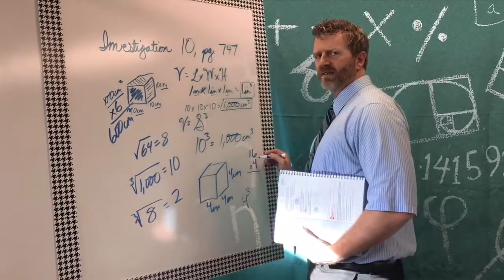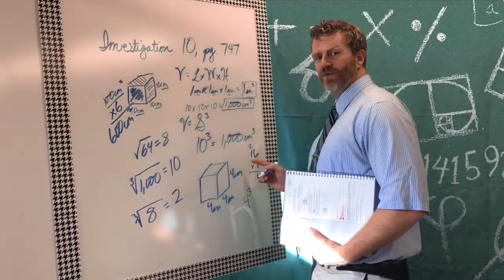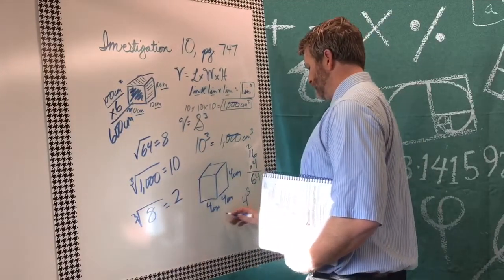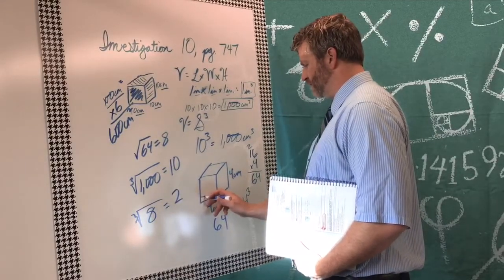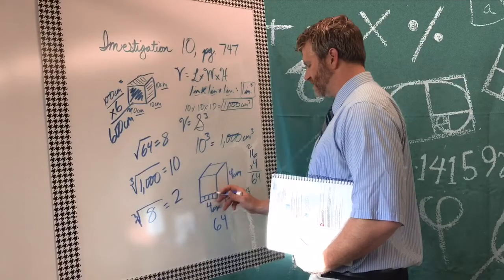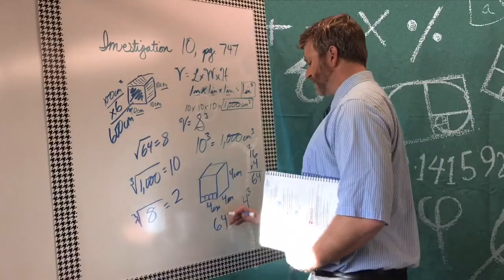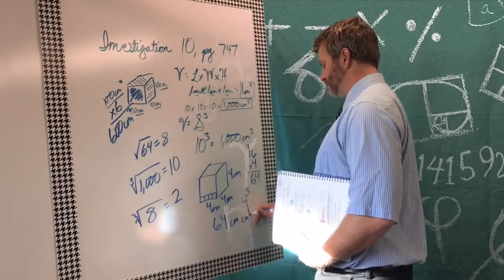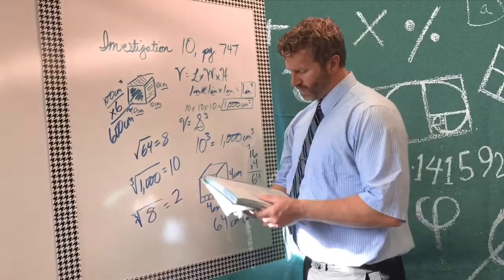What's 4 times 6, Caleb? Yep, 24. Carry that 2. 4 times 1 plus 2. It's going to be 6, right? Awesome. So if I was going to use 1 centimeter little cubes to make this entire shape, fill the entire inside, it would take 64 centimeter cubes. That's pretty crazy, huh? Awesome.